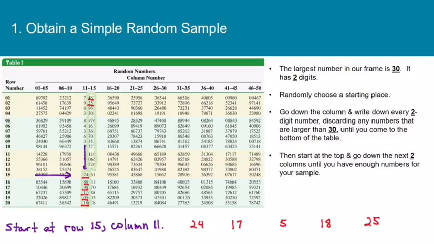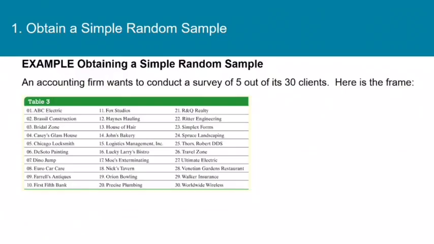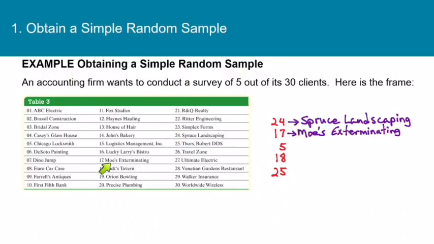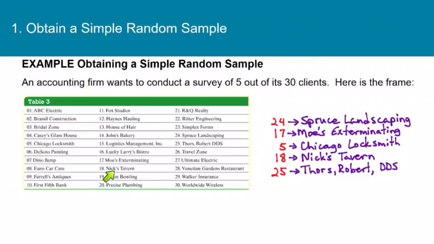Now what we need to do is match these 5 numbers with the members of our population. So here, remember, is the frame that we started with, and here are the 5 numbers that we got from our random sample. So number 24 matches up with Spruce Landscaping, number 17 matches up with Moe's Extermination, number 5 is Chicago Locksmith, number 18 is Nick's Tavern, and number 25 is Robert Thor's DDS.